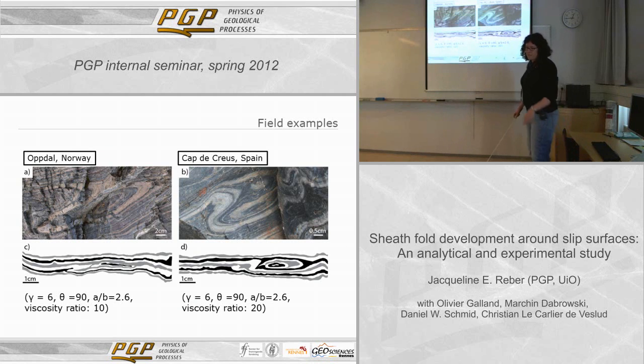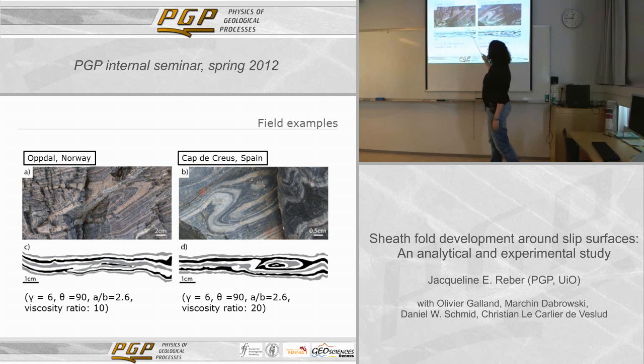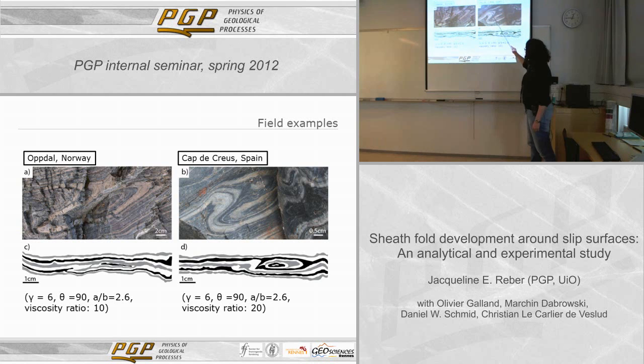Okay, so if we compare our experiments with nature, we can basically see very similar things to what we saw before. So this again is my favorite sheath fold from Opdal. And you see again that this gray layer here behaves similarly to the pink one. And again, you also have these closed contours like here. So we can say that we capture again first order observations. In these experiments, we also can capture things like the thickening of some of the layers. Like for example, this white one, it's pretty similar to this one.